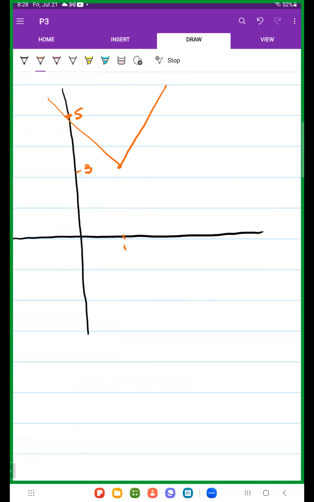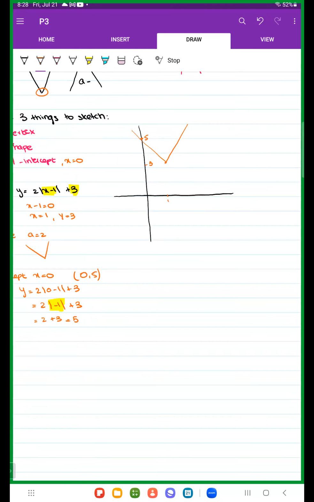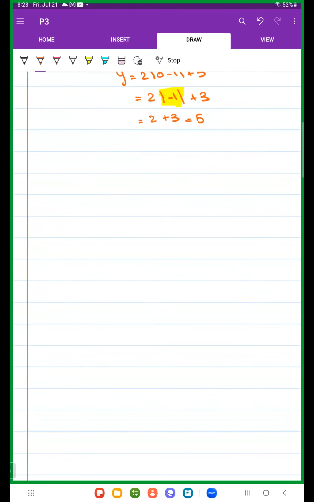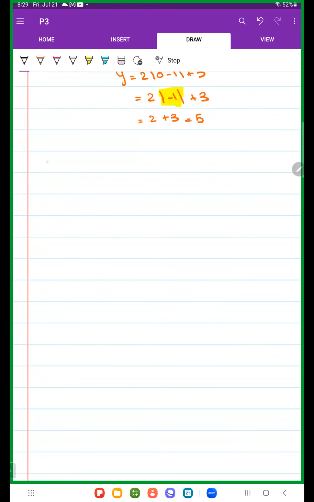Let's try to do another example. I want you to try and calculate the things we require with me now. So this is example 2.